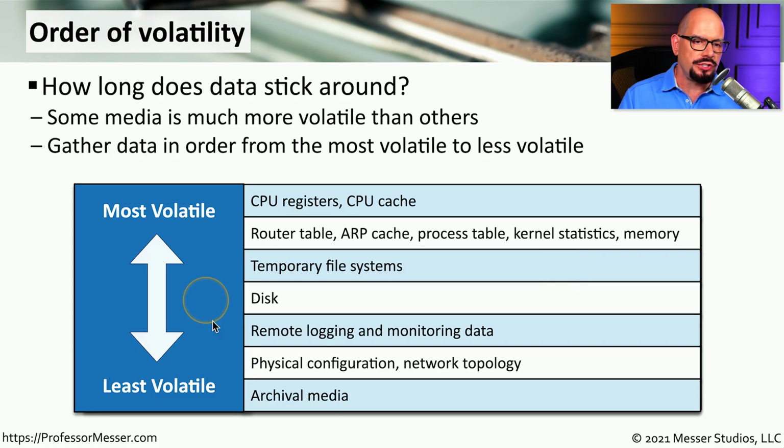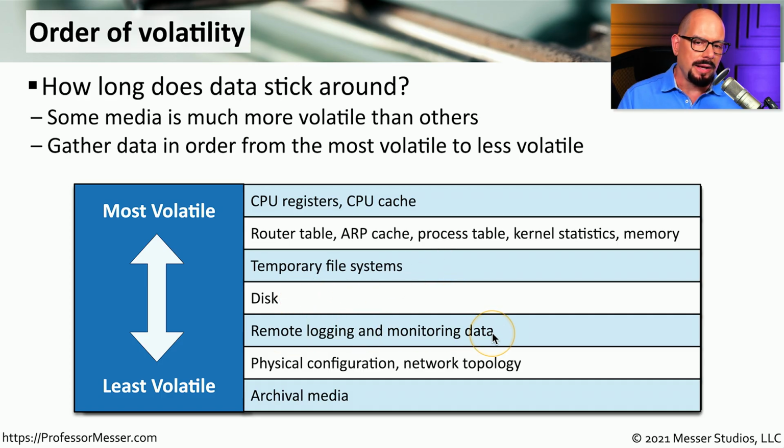This chart contains just a sample of the different data types that you might find in a system. CPU registers are at the upper level of being the most volatile, and then we have router tables, process tables, kernel statistics, and memory information just under that level of volatility. We then can have temporary file systems, which tend to stick around a little bit longer, and then we have data that's stored on disk.